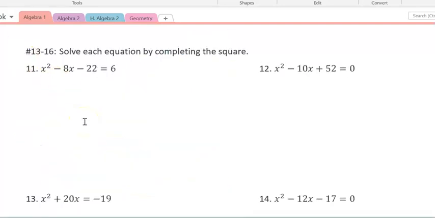Okay, so on 13 through 16, sorry, I labeled this wrong. I believe I changed numbers. But anyway, on this section, we are solving by completing the square.